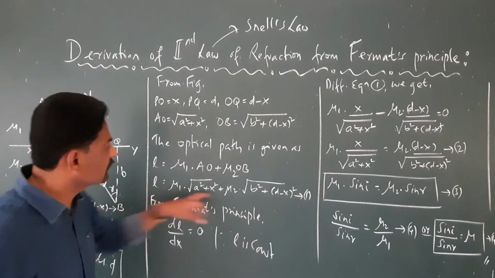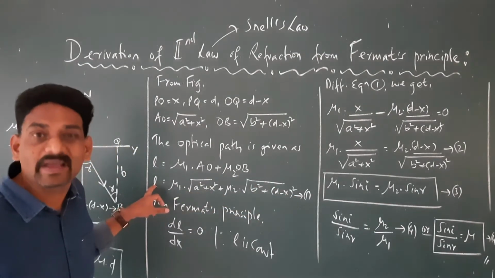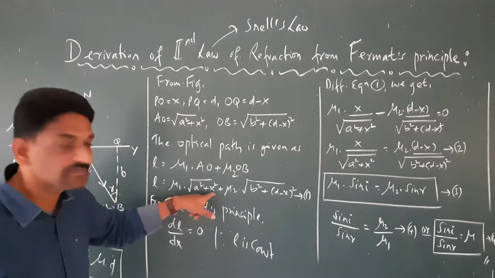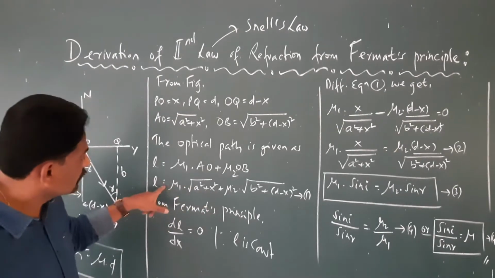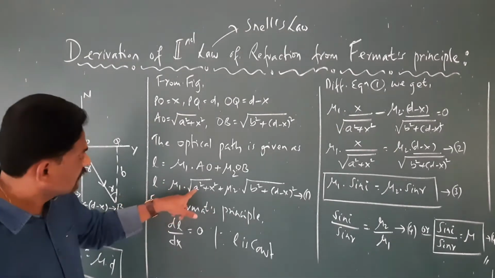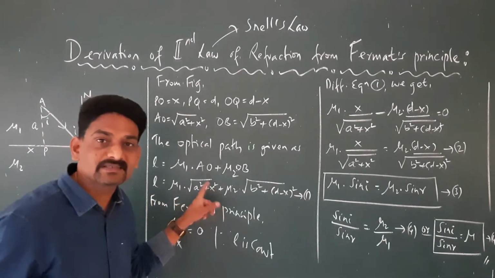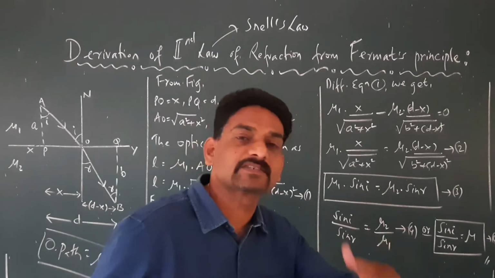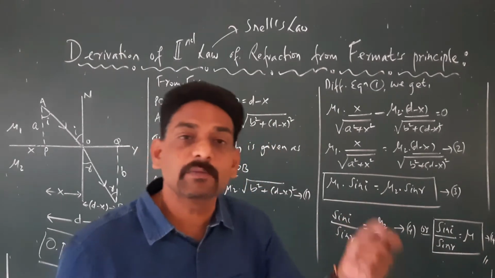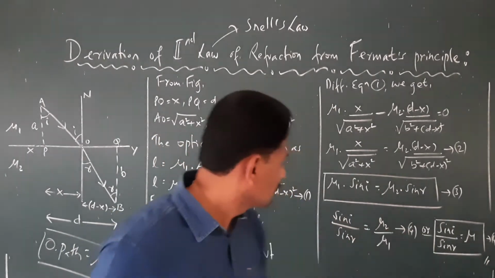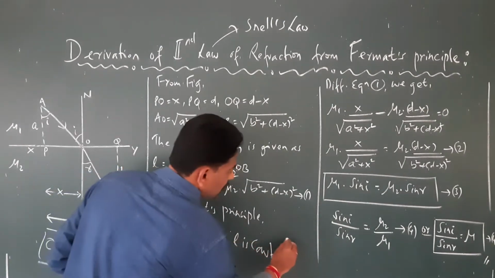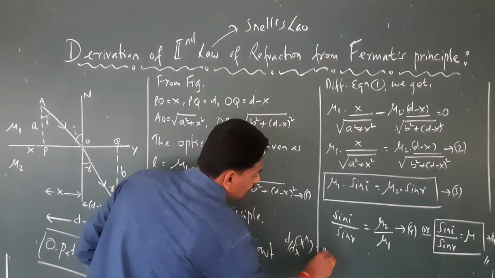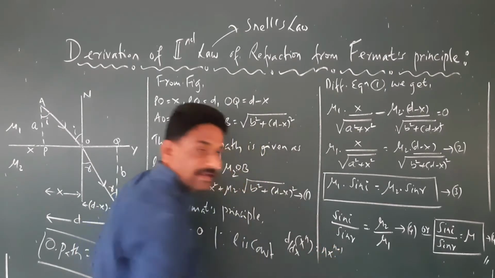So let's differentiate equation number 1 with respect to x. What is that? So dl by dx. The differentiation of the first term is going to be mu1 into a square plus x square, which can be taken as a square plus x square raised to half. So d by dx of x raised to n is going to be n x raised to n minus 1.